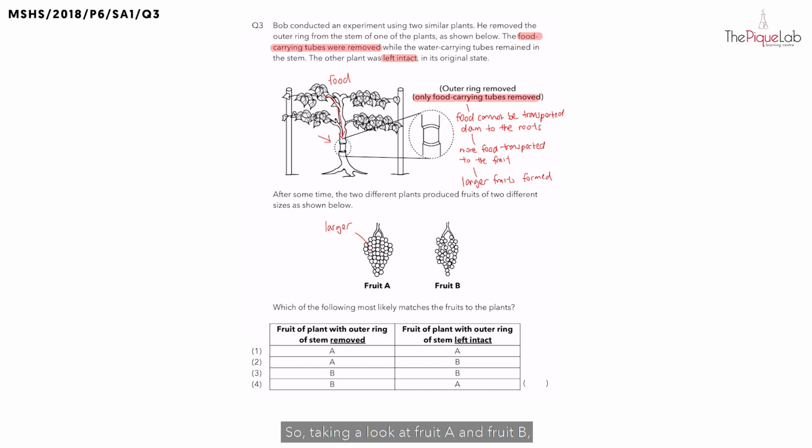So taking a look at fruit A and fruit B, fruit A must have come from which plant? Is it the one with the food-carrying tubes removed or the one with the food-carrying tubes intact? In this case, we know that fruit A must come from the plant with the food-carrying tubes removed. Now, what about for fruit B? Let's see what happens for the other plant when the water and food-carrying tubes are both intact.